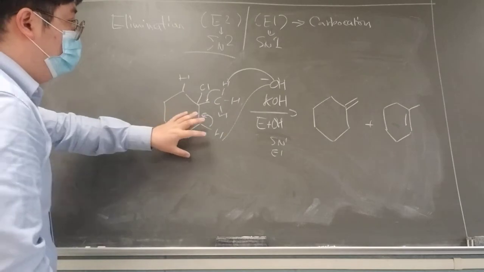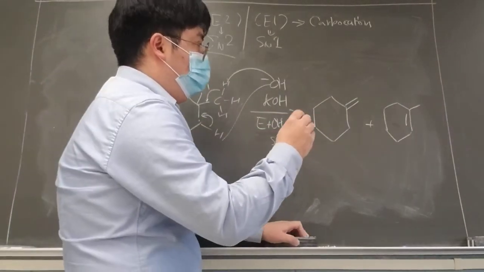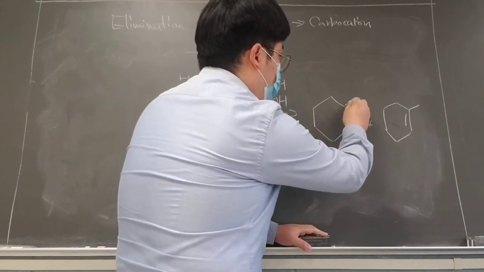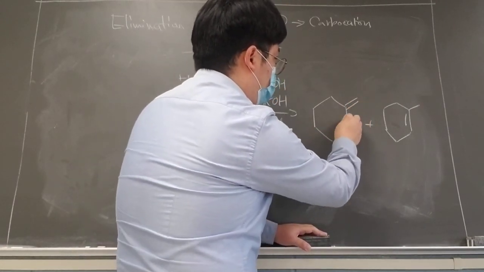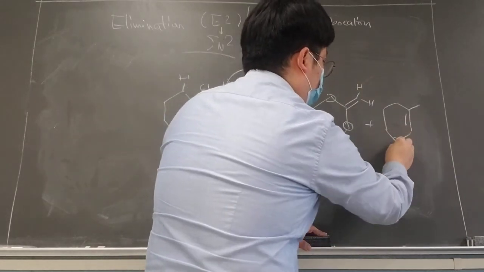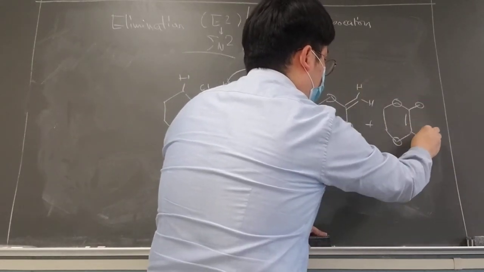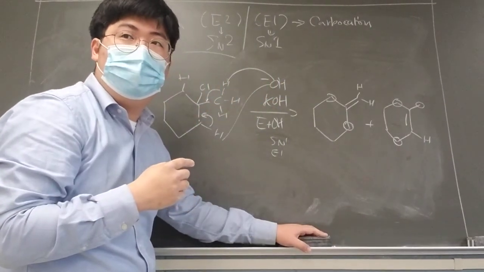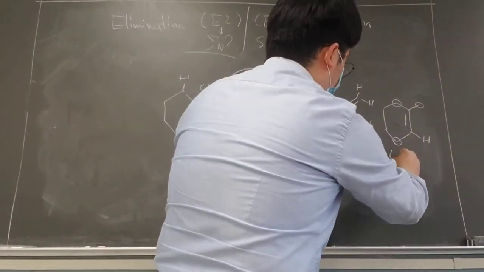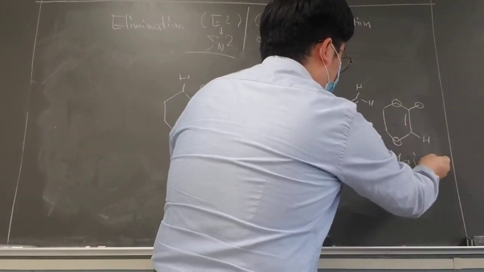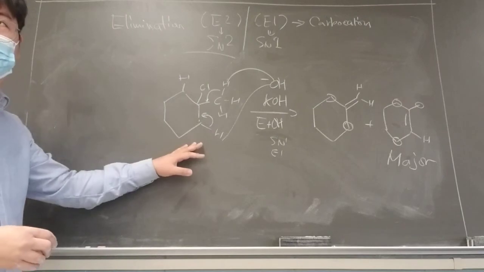So can you guys guess now which one will be major, which one will be minor? If you look at the double bond over here, this is disubstituted. This is 1, 2, 3, so this is trisubstituted. Which one do you think would be major? Right. Perfect. That's all you need to know, because there will be elimination reactions.